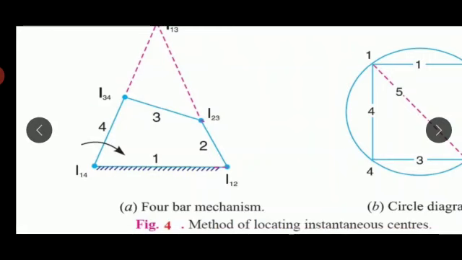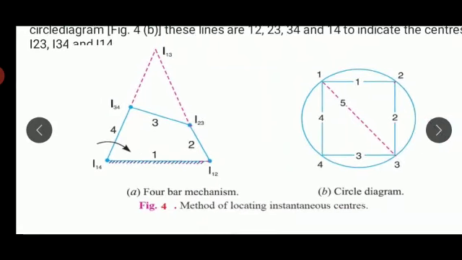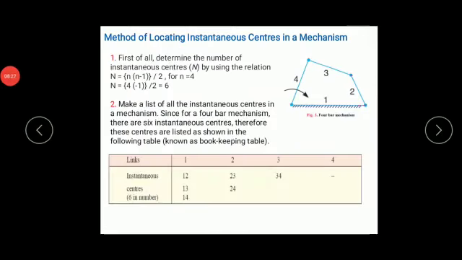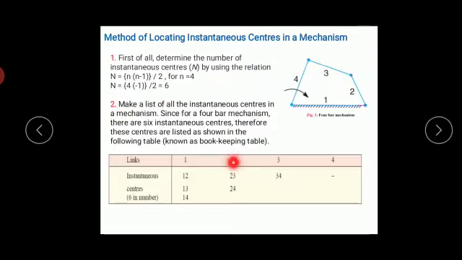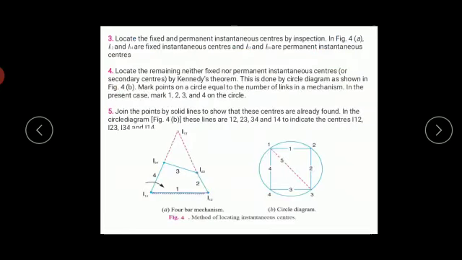So out of 6 instantaneous centers, we have located 4 instantaneous centers, that is I14, I12, I23 and I34. I14 we have fixed, I12 we have located, and next we have located I23 and I34. So we are left with I13 and I24. We are required to locate these 2 remaining instantaneous centers.